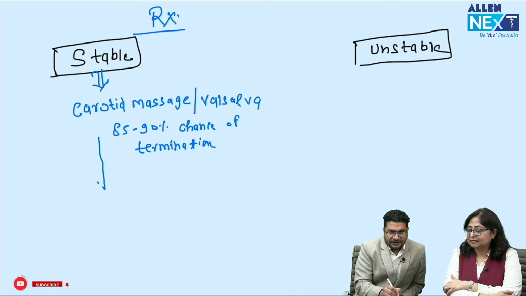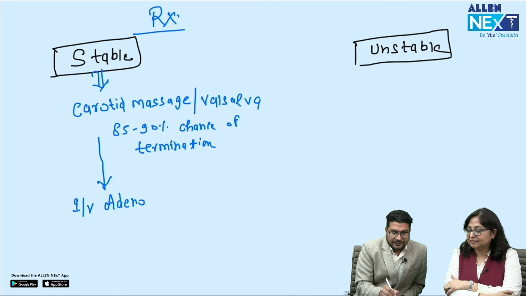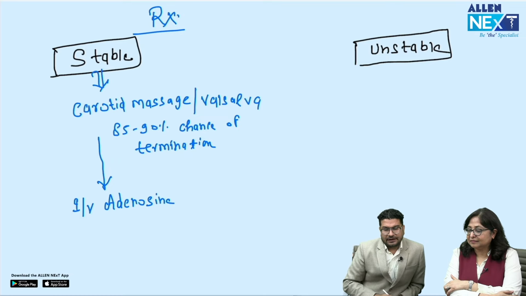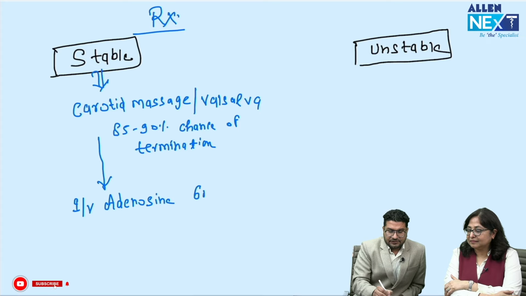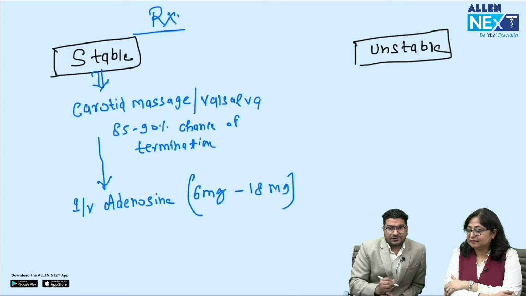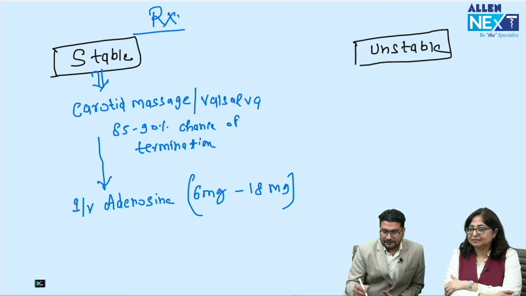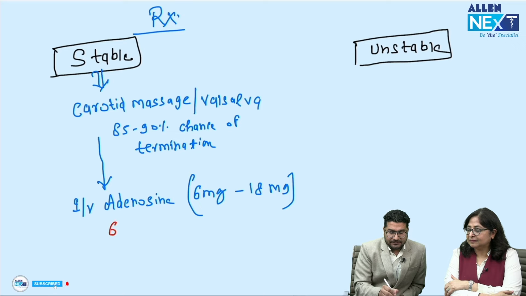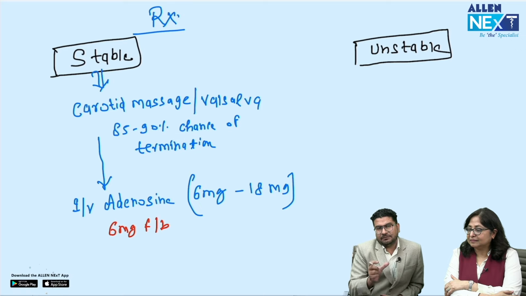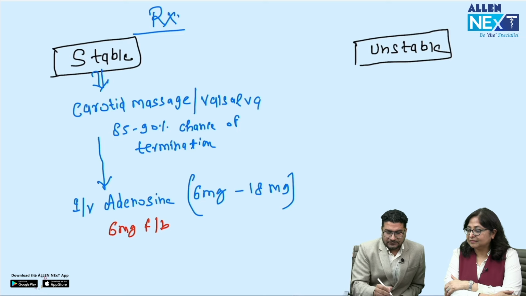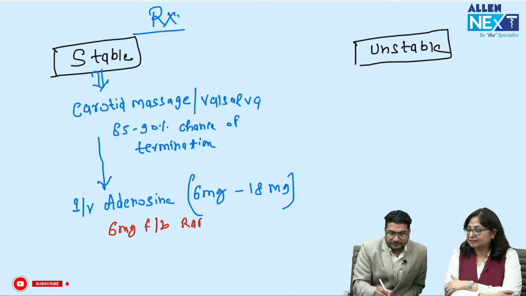If it is not terminated, then you go to the next thing, that is we will give IV adenosine. Adenosine is available in 6 mg, 12 mg, 18 mg. So 6 to 18 mg. It has a very short half-life. So whenever we give adenosine, remember we give adenosine 6 mg, and straight away we give 5 to 10 ml or sometimes 20 ml of normal saline. This is followed by a rapid saline push.